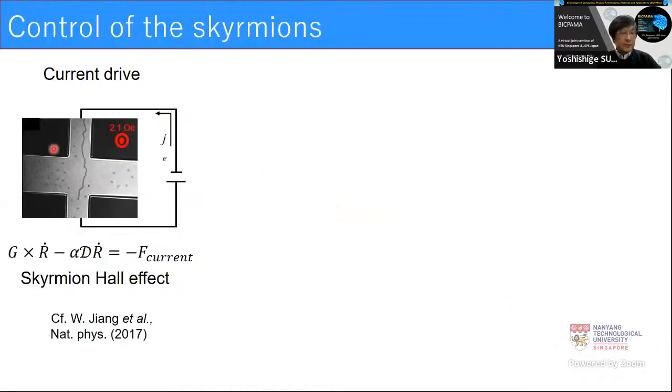Here, in this picture, current is flowing vertically, but the Skyrmions tend to turn to the left-hand side. This is a Skyrmion Hall effect. The result confirms that we are really observing Skyrmions.